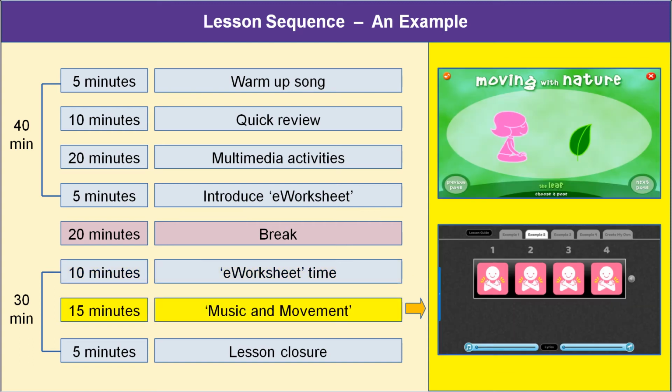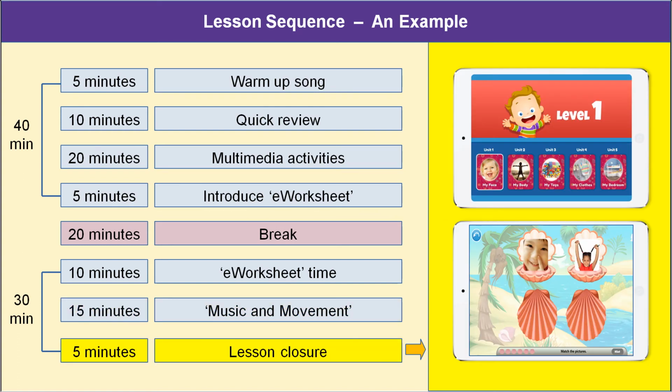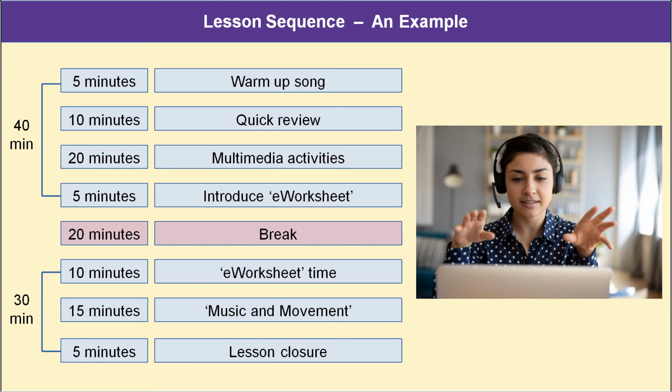The next 15 minutes are for music and movement activities. These may include eye activities, kids yoga, moving with nature, physical or rhythmic play. In the lesson closure segment, introduce activities in the Student app. These may include shared reading of an ebook with parents and an interactive quiz. The lesson sequence described here is meant to give teachers some ideas on how to conduct an online lesson. Actual day-to-day lessons may differ depending on the topic taught.